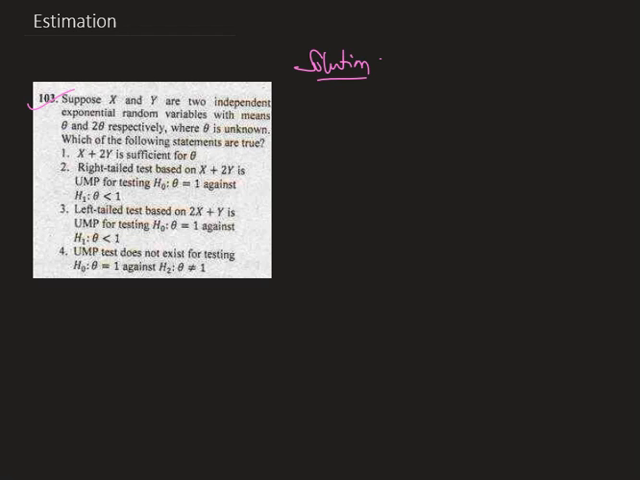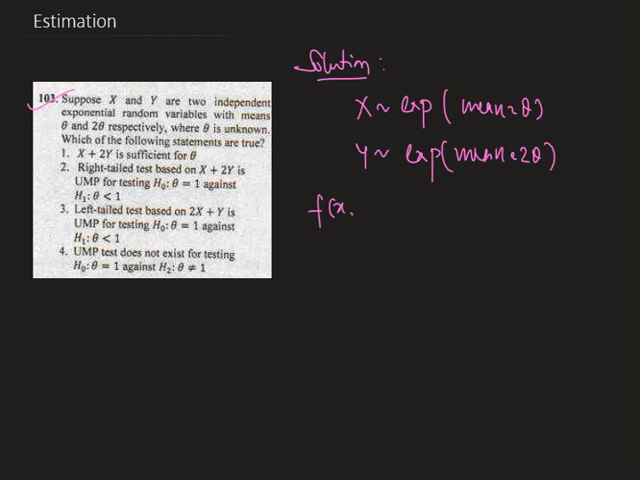So let's try to solve this problem. Here X is given exponential with mean theta, and Y follows exponential with mean 2 theta, and f of x,y is f of x multiplied by f of y. Now f of x is 1 by theta e to the power minus x by theta, and f of y is 1 by 2 theta e to the power minus y by 2 theta, where x and y both are positive.